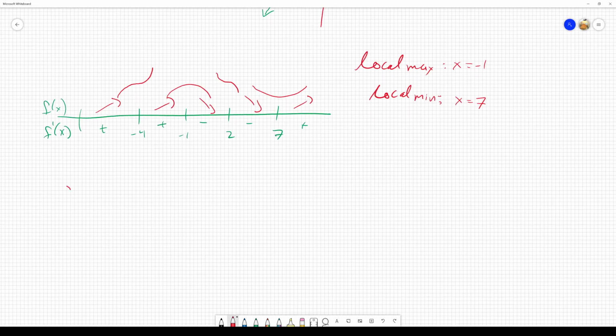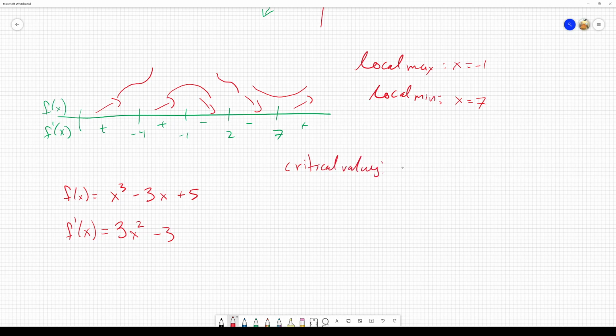Let's try the function f of x equals x cubed minus 3x plus 5. So I'm going to take the derivative of f of x, and what's that? Well, the power rule says I get 3x squared minus 3. And now I'm going to find critical values. I'm going to find critical values by setting 3x squared minus 3 equal to 0, and then I'm going to solve for x.